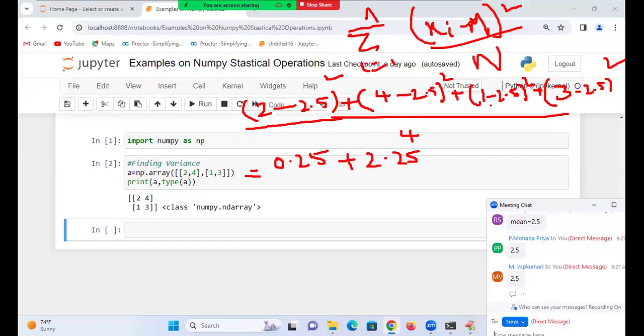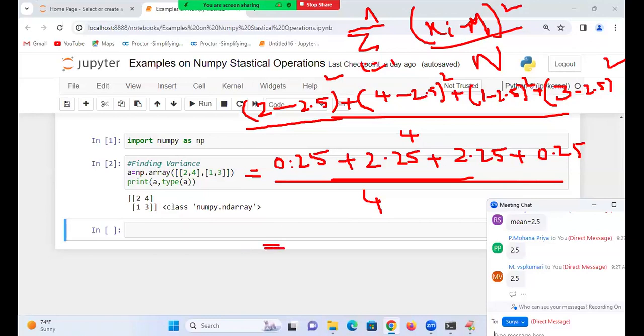Next, 1 minus 2.5 is minus 1.5. Minus 1.5 whole square, minus times minus is plus, so it is also 2.25. Plus 3 minus 2.5 is 0.5. 0.5 whole square is 0.25. Divided by 4.